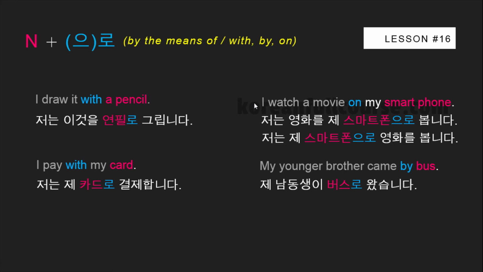I watch movie on my smartphone. You can either say 저는 영화를 제 스마트폰으로 봅니다 or 저는 제 스마트폰으로 영화를 봅니다. And the last sentence is 제 남동생이 버스로 왔습니다. 왔습니다 is the past tense form, so it's totally fine if you couldn't translate it.